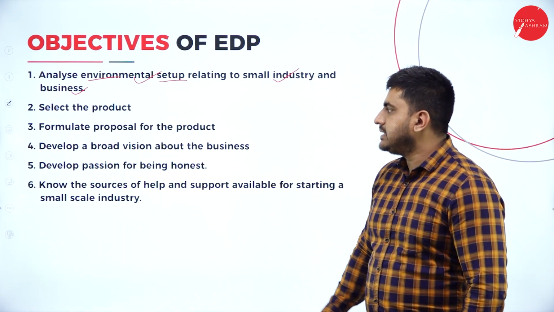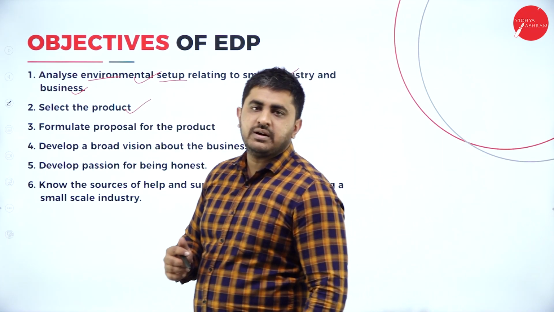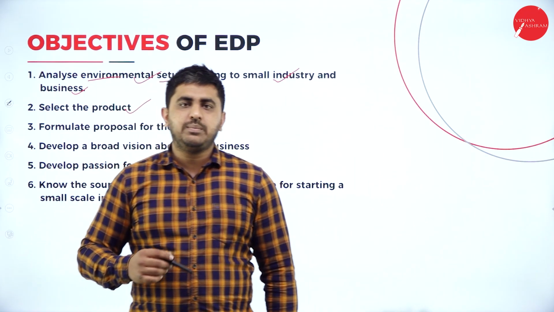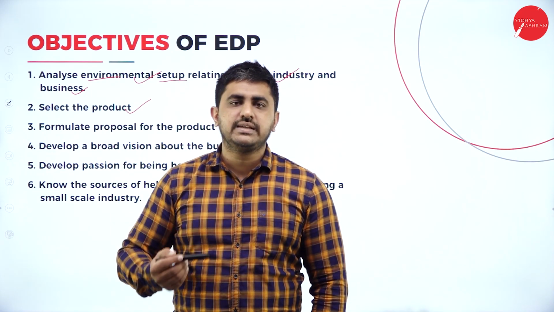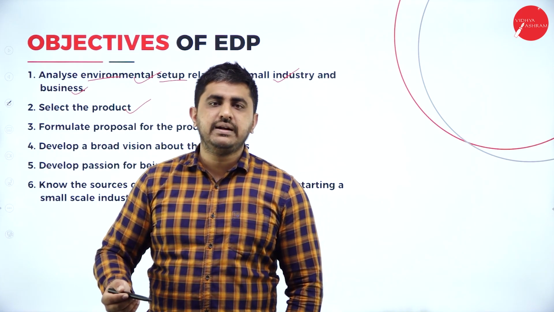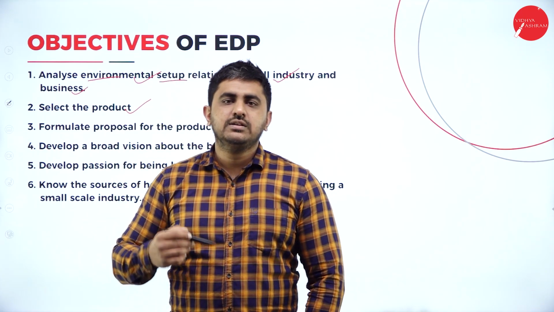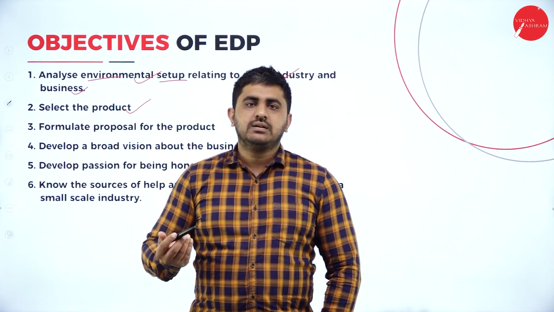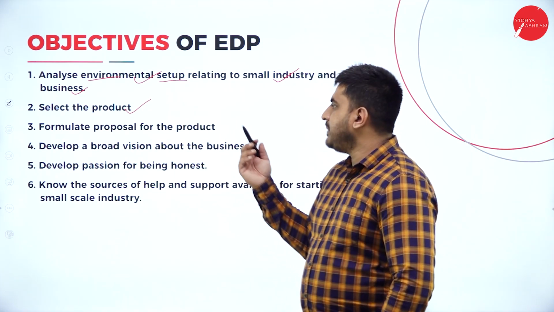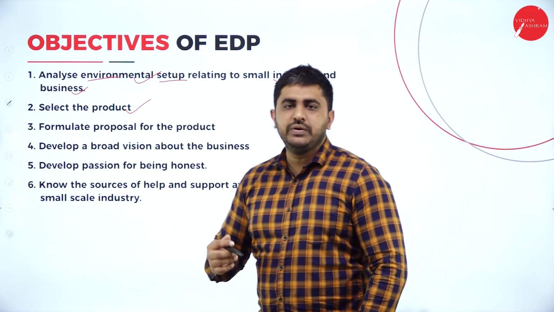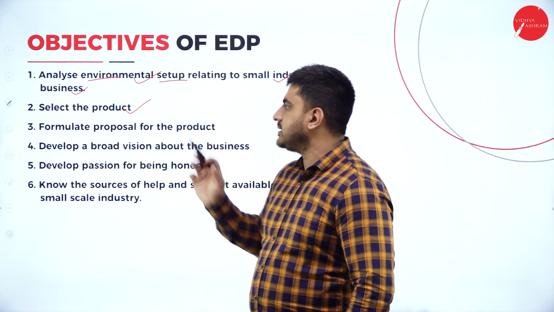Next, select the product. So EDP also helps the entrepreneur to select the product. So the product here should match his investment, the amount of risk he is taking and his capabilities. So what EDP does is, it will help the entrepreneur to select a suitable product. For example, coming out with a clothing brand, or coming out with a smartphone, or coming out with a two-wheeler or a four-wheeler, whatever it is, EDP helps to select the product.